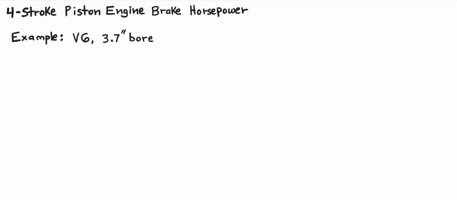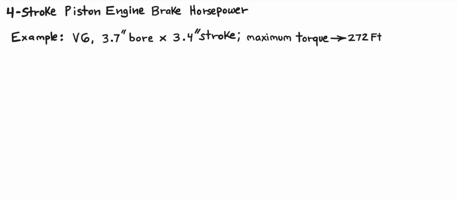So assume you're working with a V6, 3.7 inch bore by 3.4 inch stroke, V6 automobile gasoline powered four-stroke piston engine. You'll need the number of cylinders, the bore and stroke in inches, and the maximum torque value, in this case 272 foot-pounds at 3,400 RPM. So this is relevant to a 2011 Buick Enclave automobile.